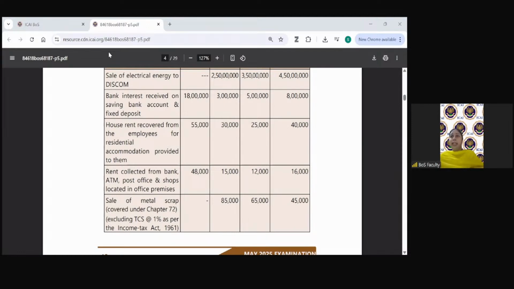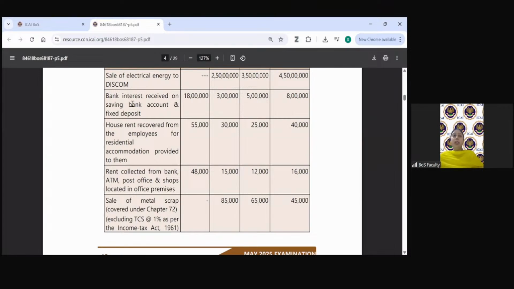When I say value of taxable supply under forward charge, that means we have to take the value of outward supplies which are taxable. Bank interest received on saving bank account and fixed deposit. In fact, initially I gave you a complete hint on this particular issue, but then I restrained myself that no, we'll not be discussing any provisions. We'll discuss it when you have attempted it on your own.